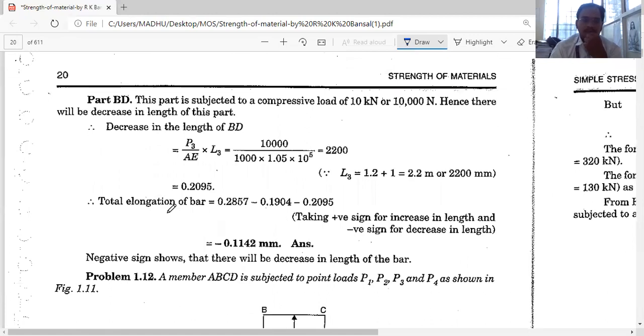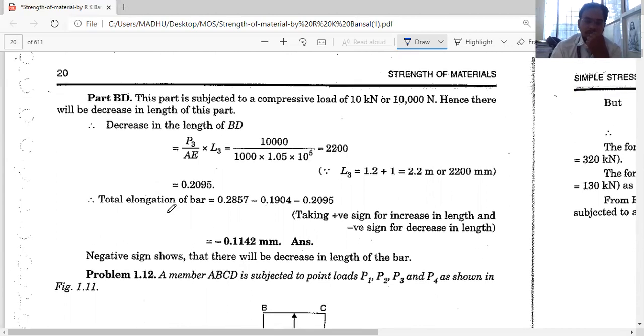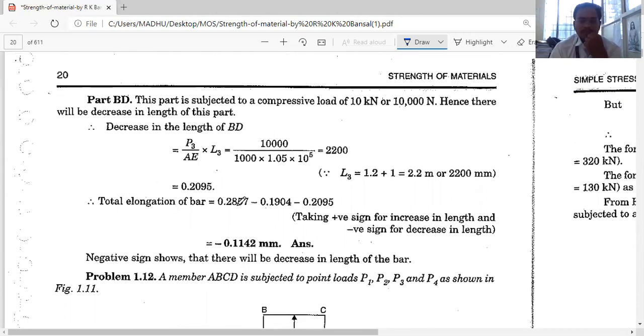When you add all these, one is elongation. Here it is tensile. This is compressive, and this is also compressive. So for tensile it is positive. For compressive it is negative and negative. So the overall change here is compressive, and the final answer is the summation of all the strains in AB, BC, BD.